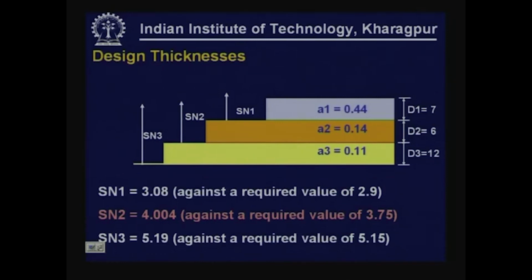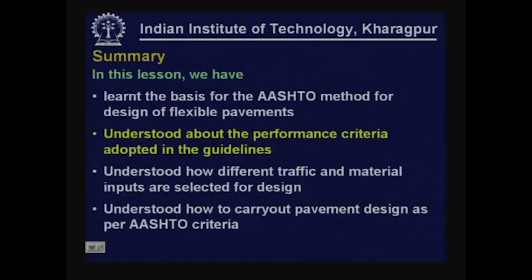We can just check the structural number that is provided. SN1 is 3.08, that is 0.44 into 7, against a required value of 2.9. SN2 is 4.004, 0.14 into 6 plus 0.44 into 7, against a required value of 3.75. SN3 is 5.19, 0.44 into 7 plus 0.14 into 6 into M2 plus 0.11 into 12 into M3. This is against a required value of 5.15.